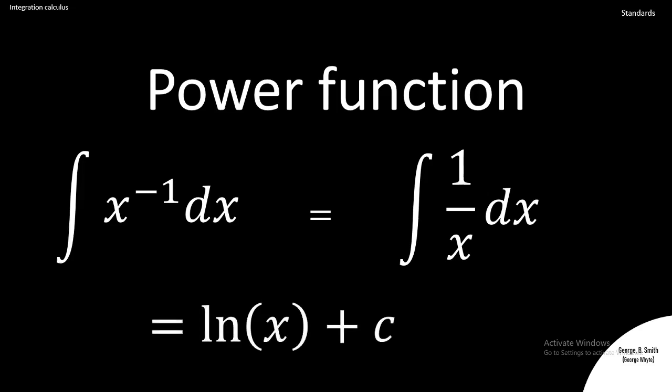Now ln x simply means the natural logarithm. That's what ln means. Natural logarithm is simply log where the base is e. e is a constant, called the Napierian constant.